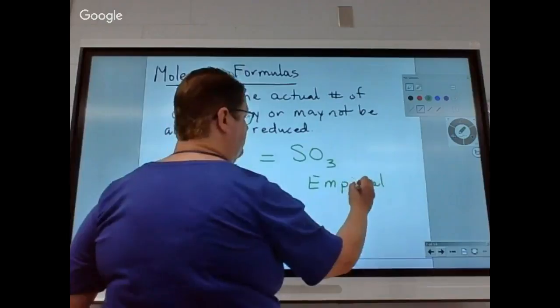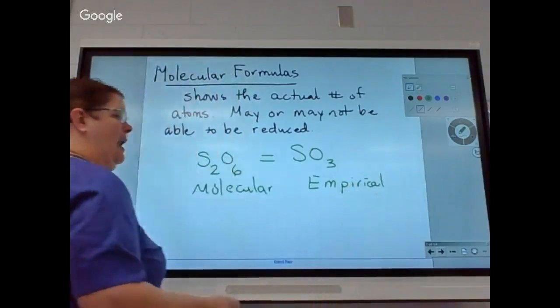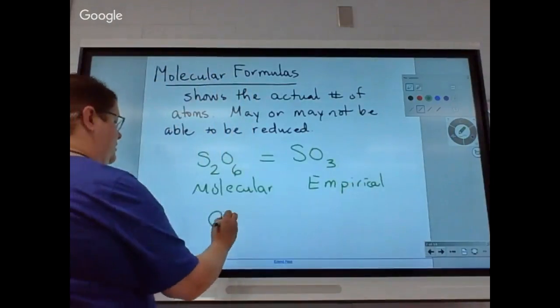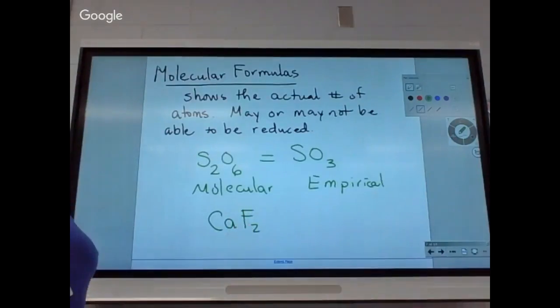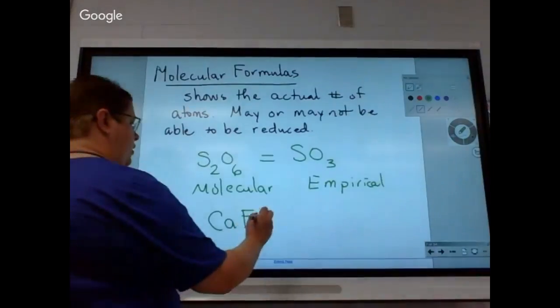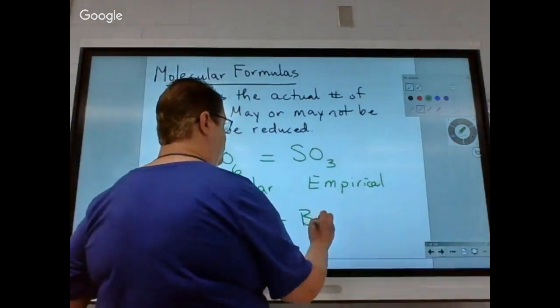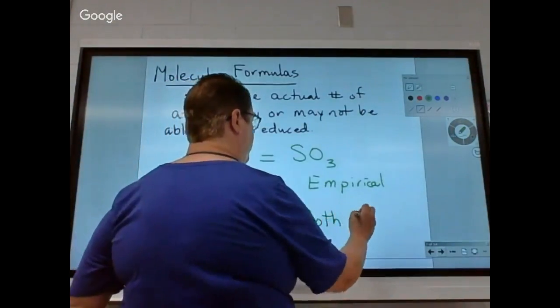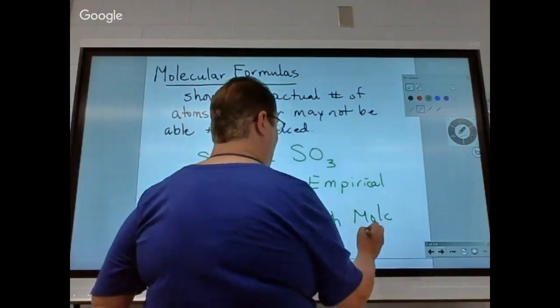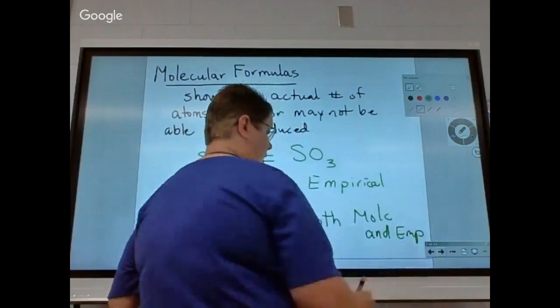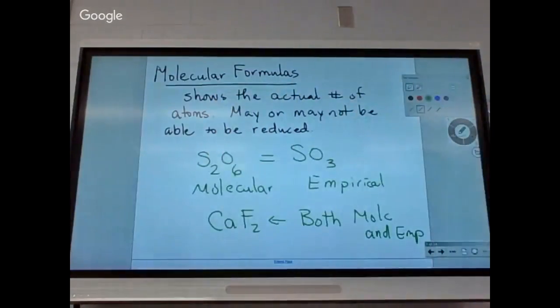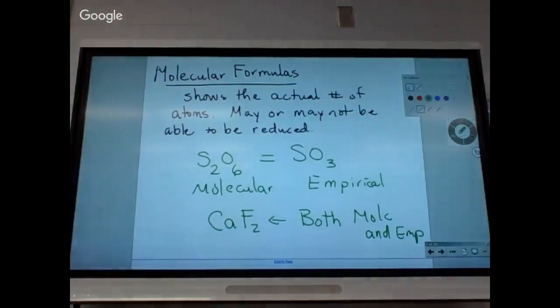But if you had an ionic compound such as CaF2, can that be reduced? No. So this, again, is both molecular and empirical. Okay? So when we calculate, we're going to get a number that says it's both molecular and empirical.